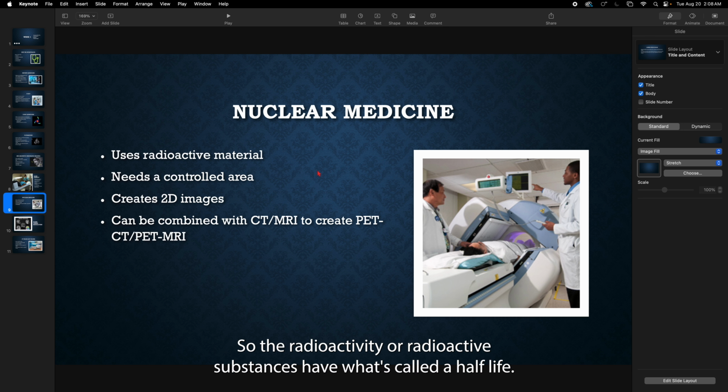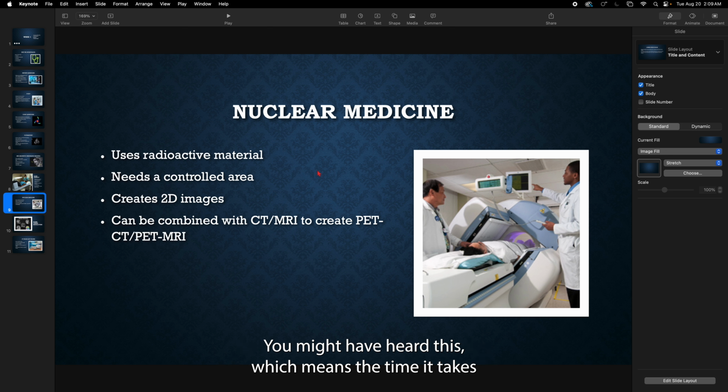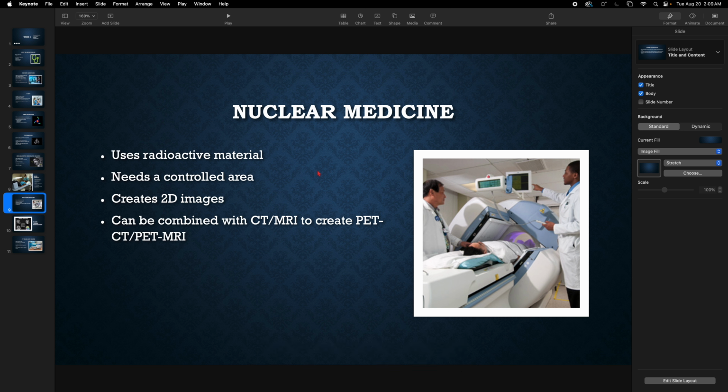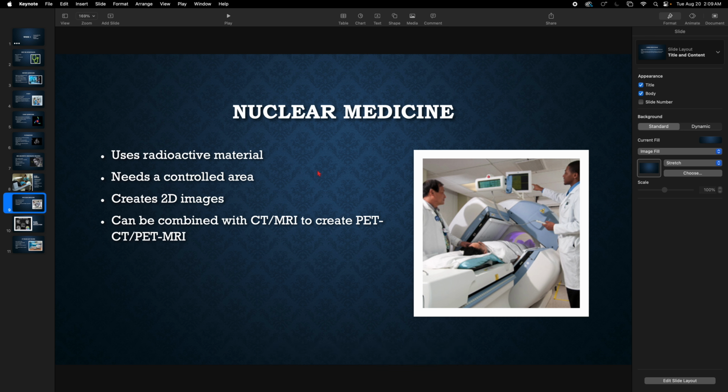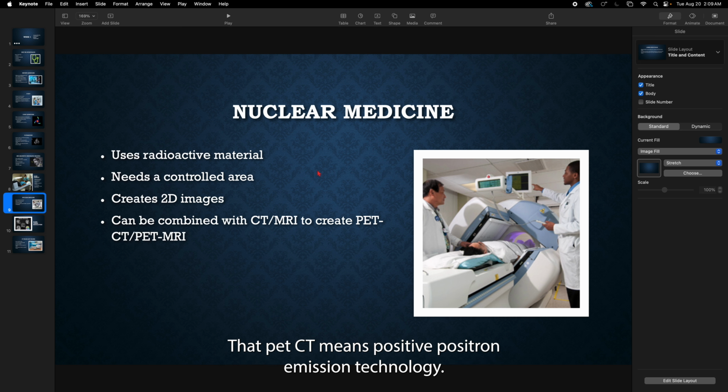Radioactive substances have what's called a half-life. You might have heard this, which means the time it takes for the radioactive material to deplete by half. That could be hours, days, or weeks, depending on the material they're using. And that just means you will be radioactive during that period, right? It can be combined with CT and MRI, in this case called PET-CT and PET-MRI.